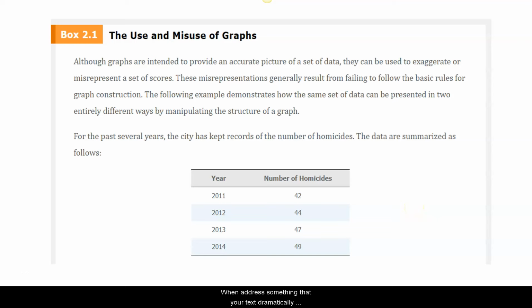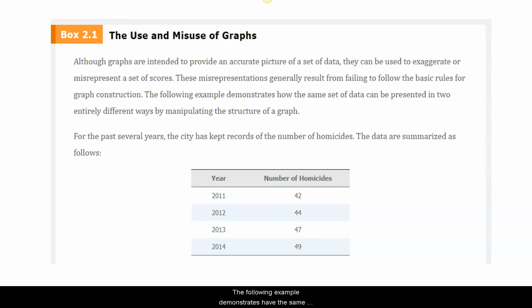I want to address something that your text dramatically refers to as graph abuse. And this box says a lot. Although graphs are intended to provide an accurate picture of a set of data, they can be used to exaggerate or misrepresent a set of scores. And these misrepresentations generally result from failing to follow the basic rules for graph construction.